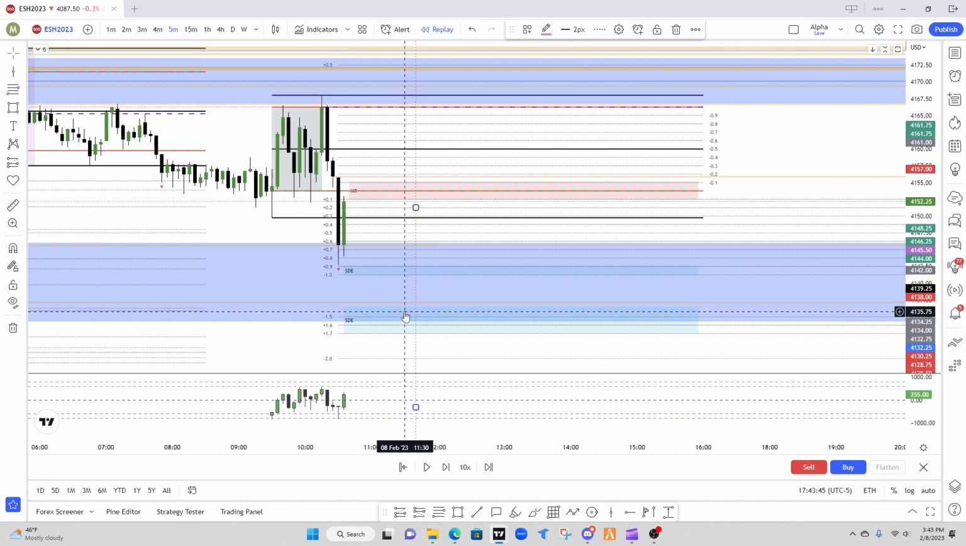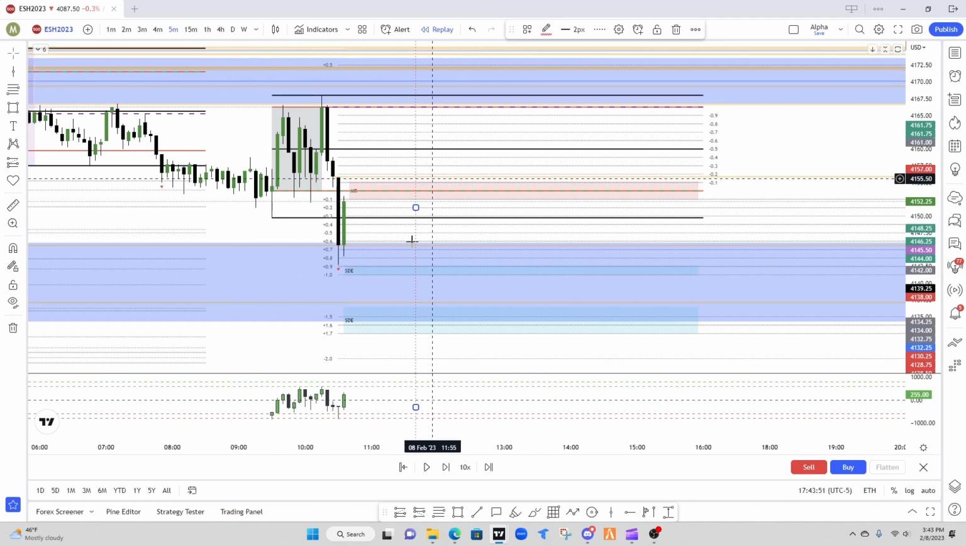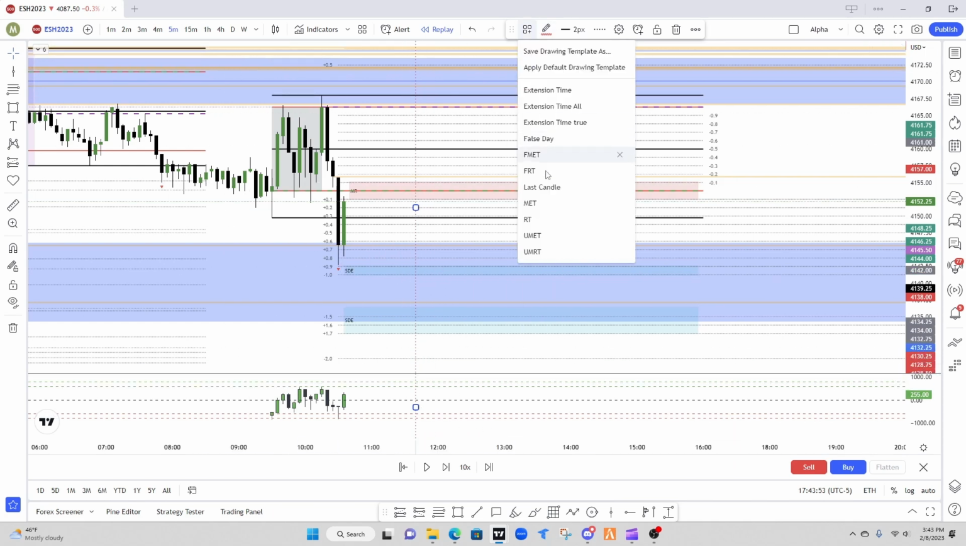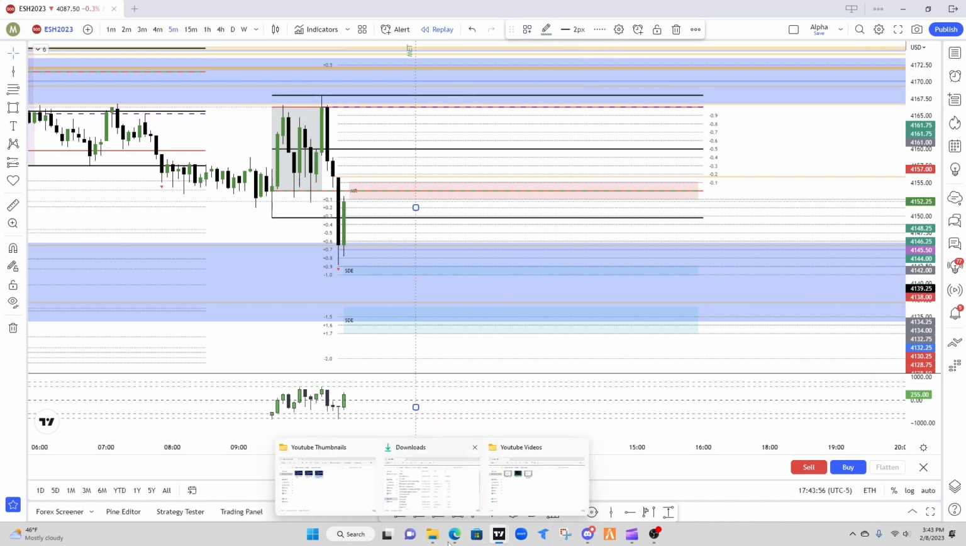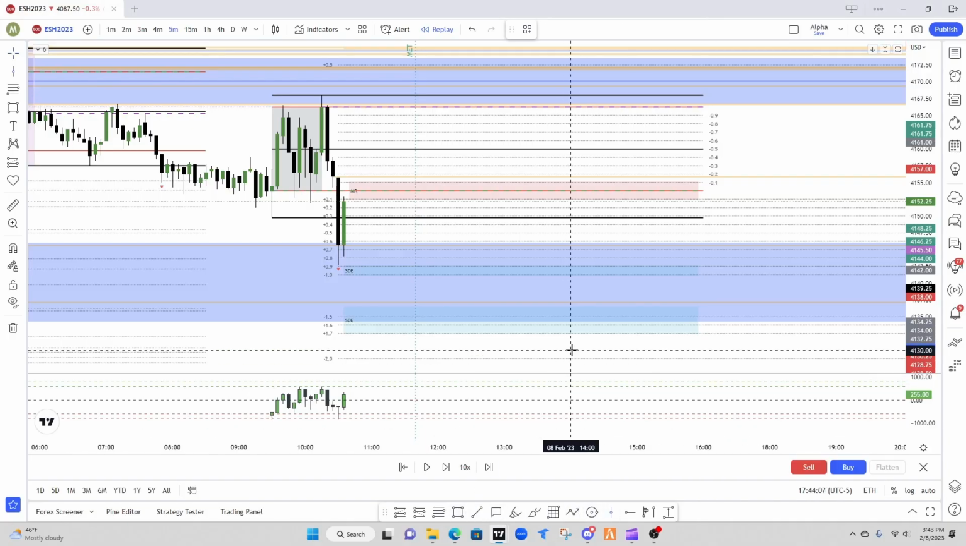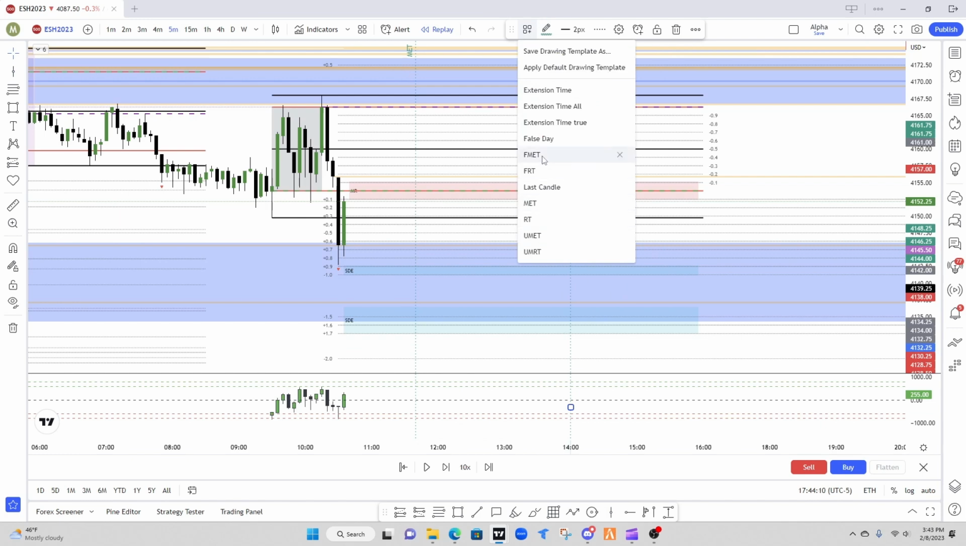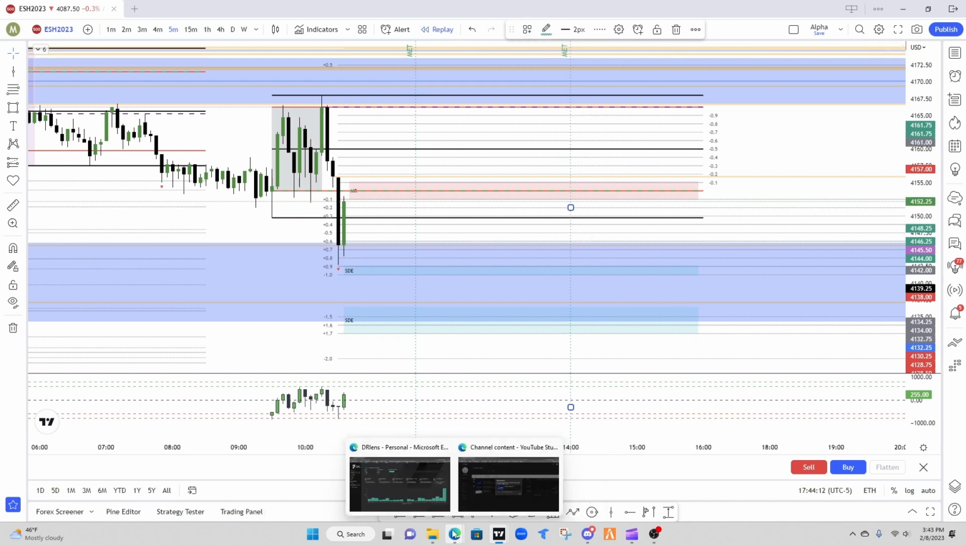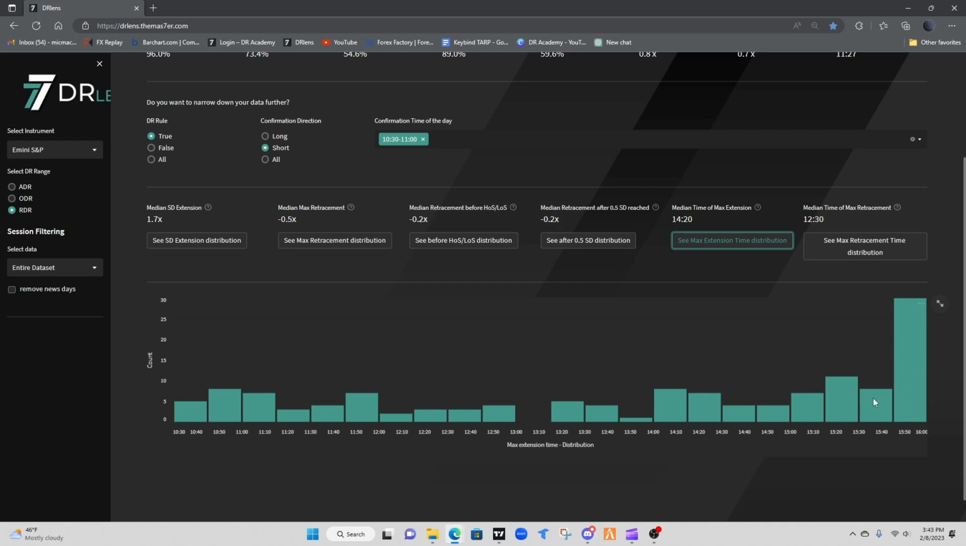11:40, give or take. That's going to be our max extension time. Okay, go back to our chart. We have another one at roughly 1400, and then our last push at the end of the day, just around 1510 to 1520.